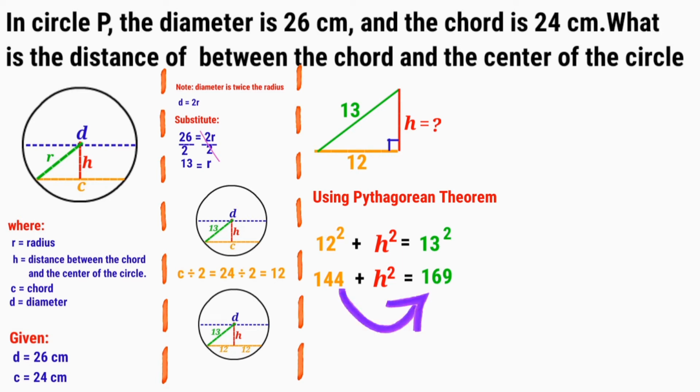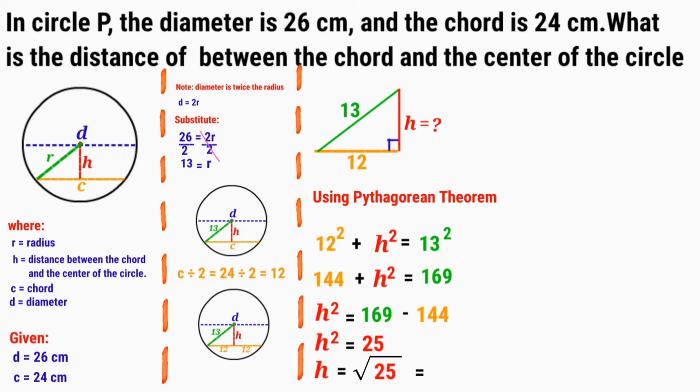Transpose 144 to the right side. h squared is equal to 169 minus 144. So h squared is equal to 25. To get h, we will have to get the square root of 25, which is equal to 5. So the answer is 5 centimeters. Therefore, the distance between the chord and the center of the circle is 5 centimeters.